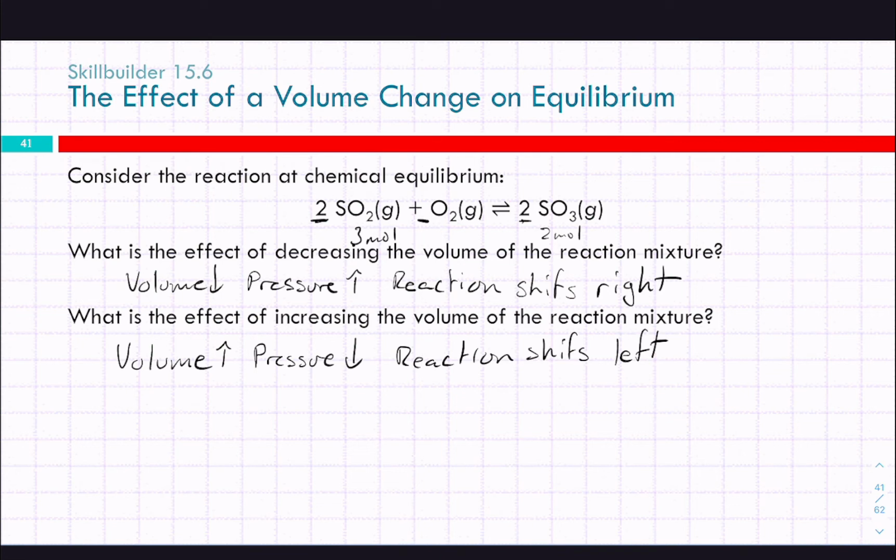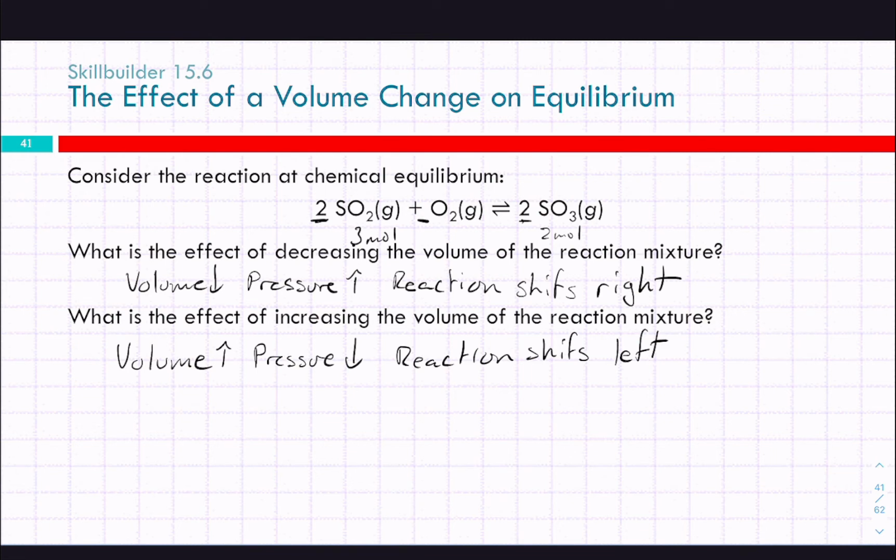So I think the hardest thing to keep straight is how the volume affects the pressure, and then realizing the number of moles of gas on each side. And then if the number of moles of gas had been the same, the answer to both of these would have been no change.